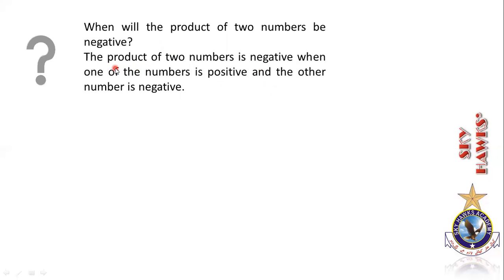And this is only possible if and only if one of the numbers is positive and the other is negative. So what we are looking for, the two numbers, we will have to select at least one positive number and one negative number. Then we can get the product negative. So this is all about that.